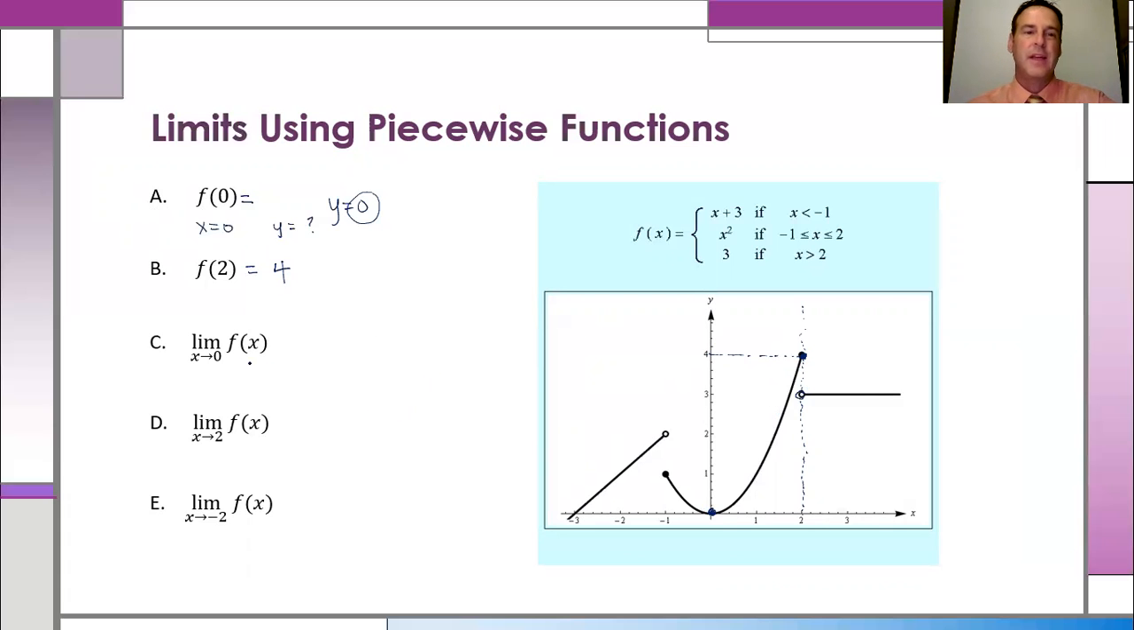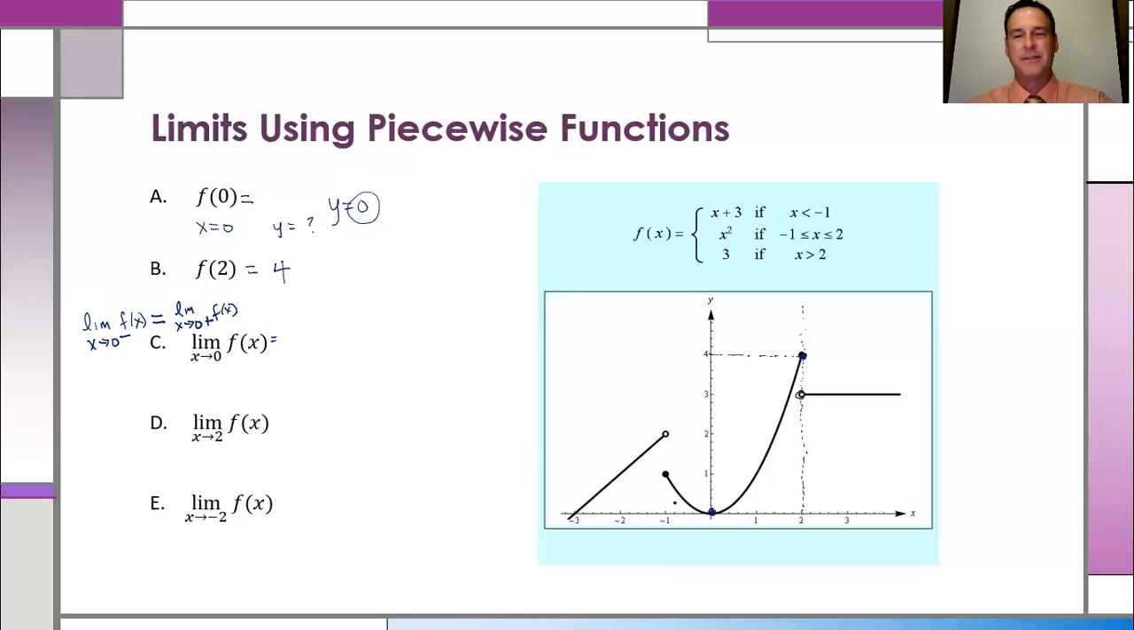All right, the next one, the limit as x goes to 0 for f of x. In order for a limit to exist, remember that the limit as x approaches 0 from the left side, okay, must be equal to the limit, I'll just write it back up here, as x approaches 0 from the right side of f of x.